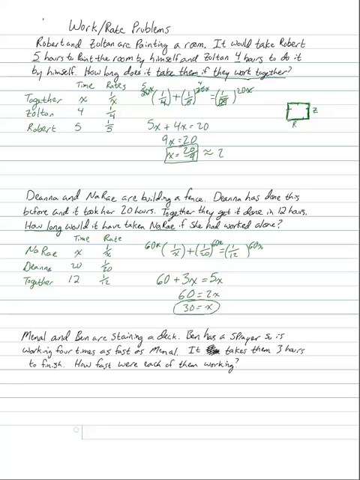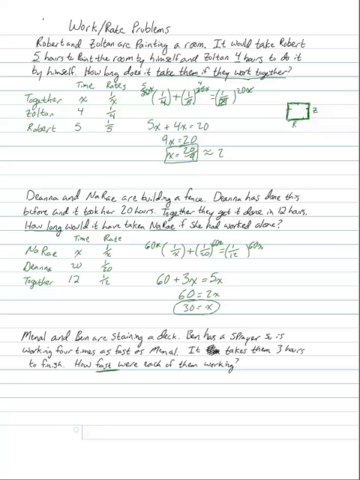Okay, let's try the last one. Meenal and Ben are staining a deck. Ben has a sprayer, so is working 4 times as fast as Meenal. It takes him 3 hours to finish. How fast were each of them working? So this time we're not looking for time, we're looking for the rate. Okay, so let's see what happens. Since we're looking for the rate, I'm going to set up a little bit differently.